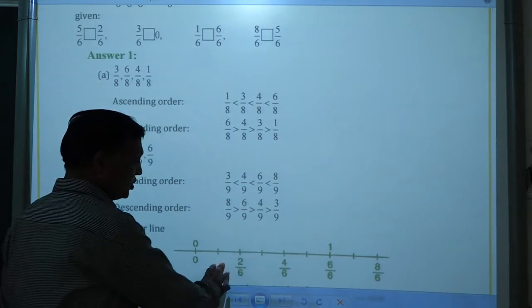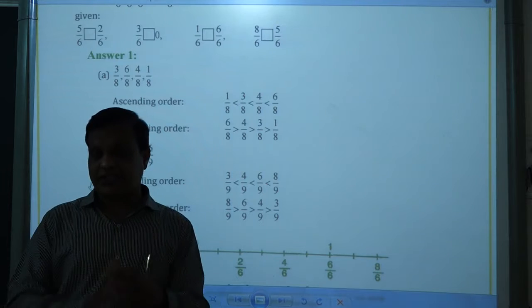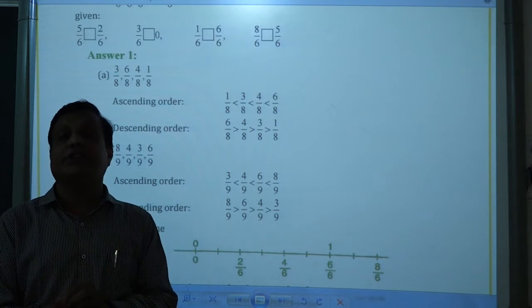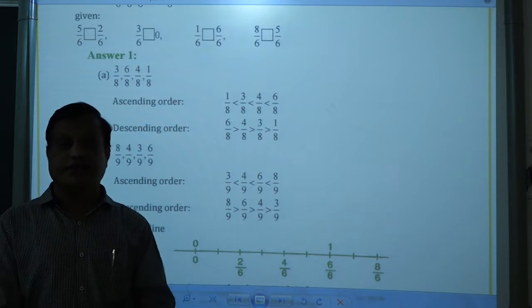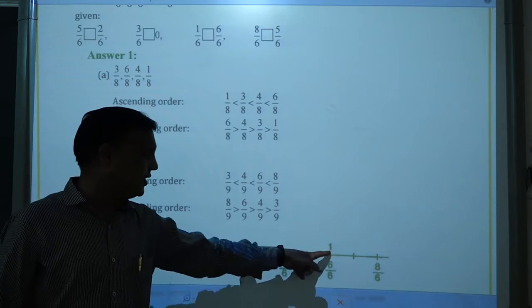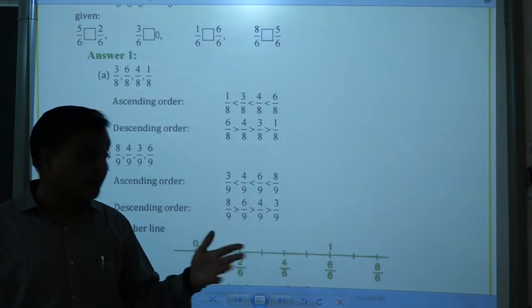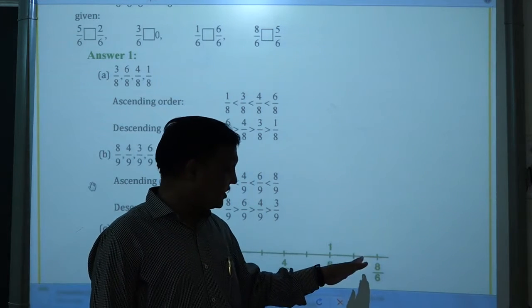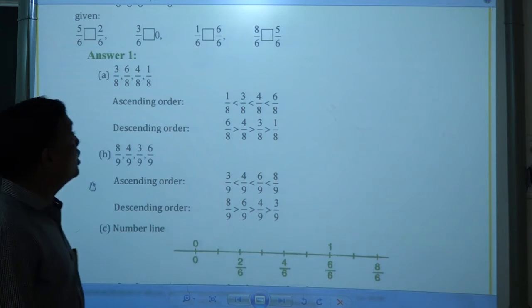Okay, so we showed this on a number line. When you show a fraction on a number line, you have to check what the denominator is. It is 6. So the distance between 0 and 1 you have to divide into 6 equal parts. Now 7 upon 6 and 8 upon 6 will come after 1. This is shown on a number line.